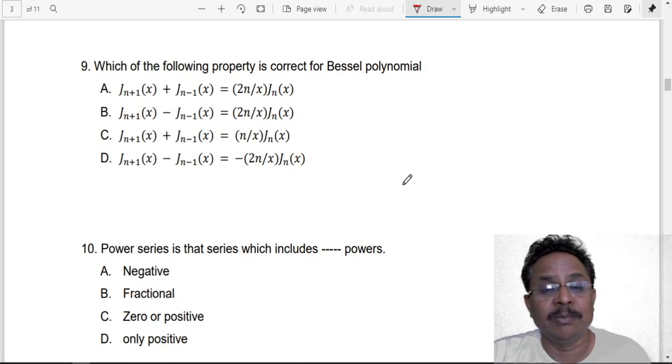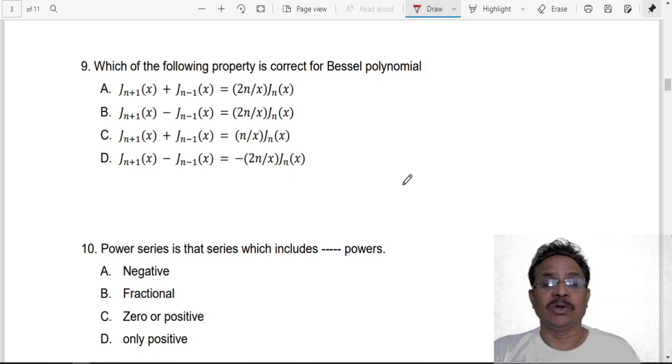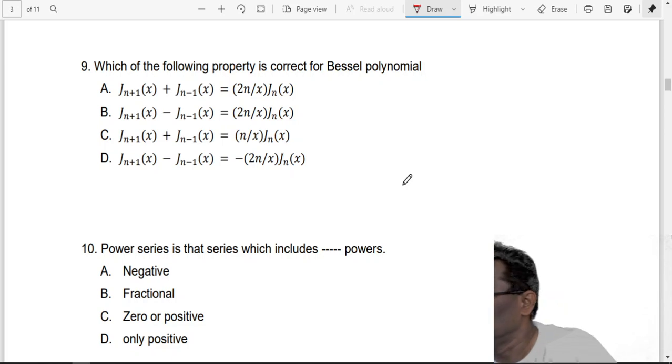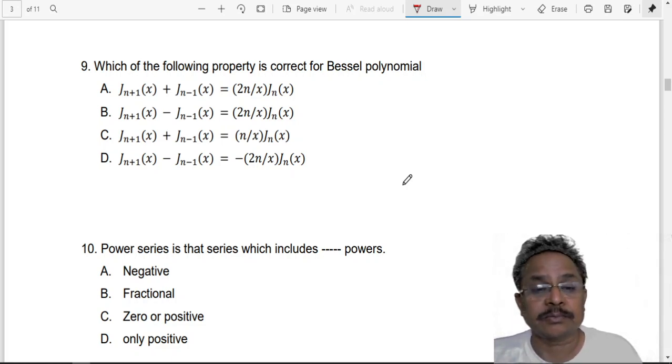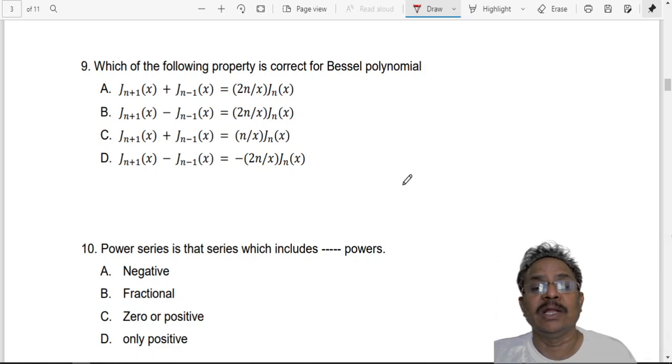A is Jn plus 1 of x plus Jn minus 1 of x is equal to 2n of x into Jn of x. The next, B, is Jn plus 1 of x minus Jn minus 1 of x is equal to 2n of x into Jn of x. Then the third one is Jn plus 1 of x plus Jn minus 1 of x is equal to n upon x into Jn of x. And the last one is Jn plus 1 of x minus Jn minus 1 of x is equal to minus 2n of x into Jn of x.